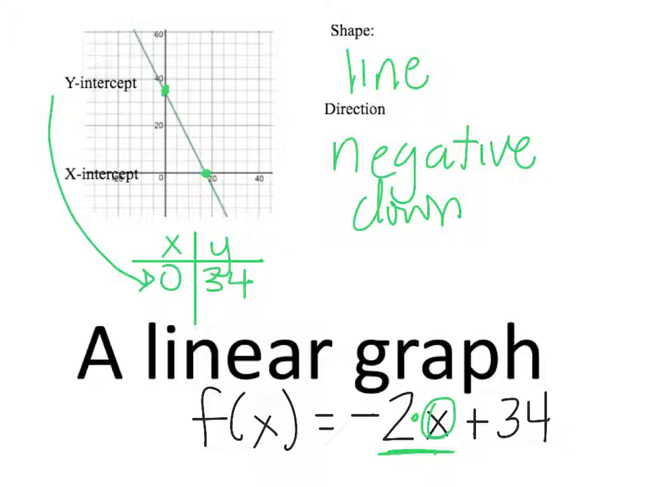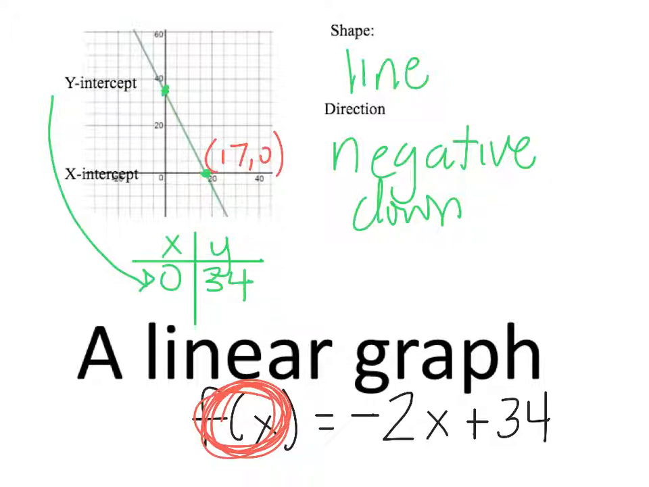And if we are going to be finding the x-intercept, we would go ahead and replace the y, the output, with a big 0. Because then we would subtract 34 on both sides and divide by -2, and we would end up with this being 17, 0. So the y-intercept is always when x equals 0, and the x-intercept is always when y equals 0.